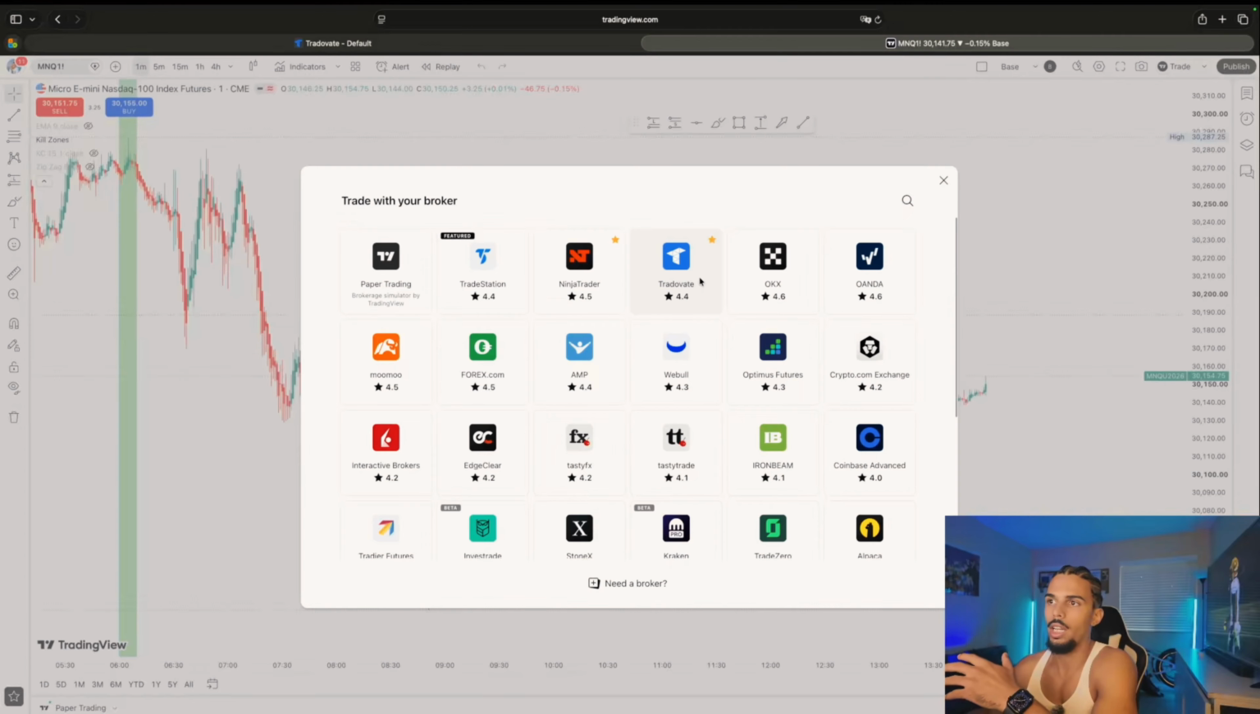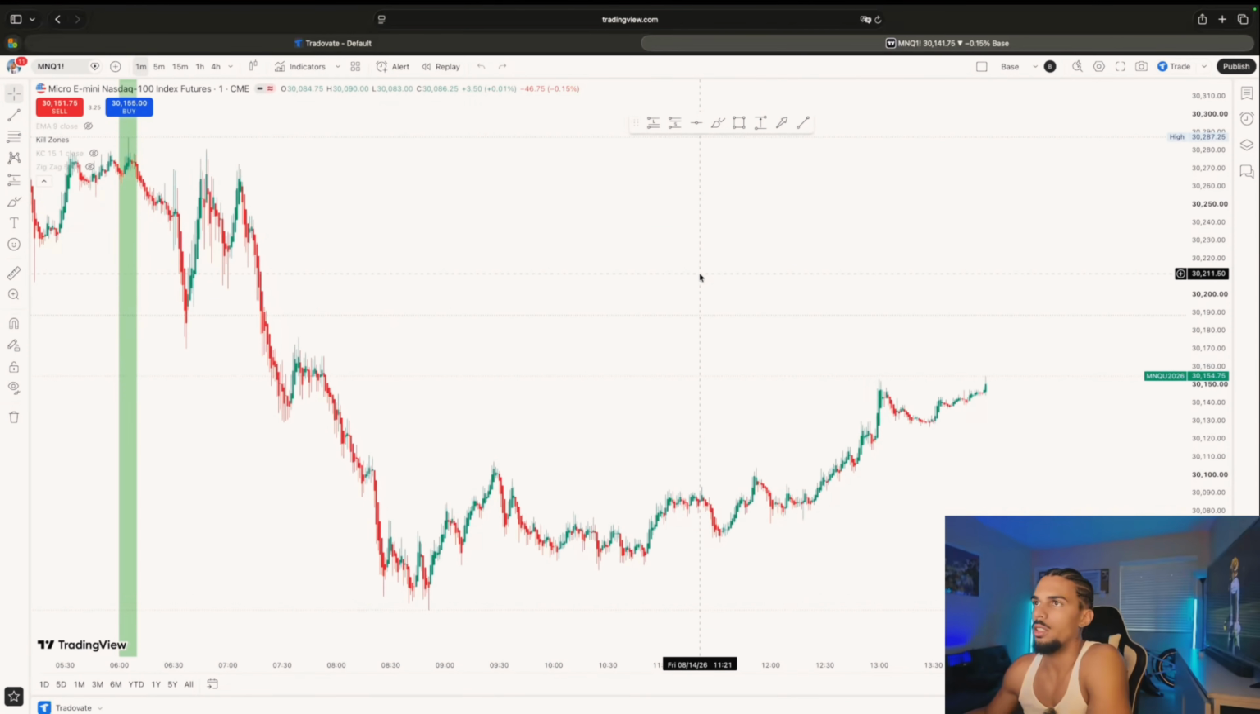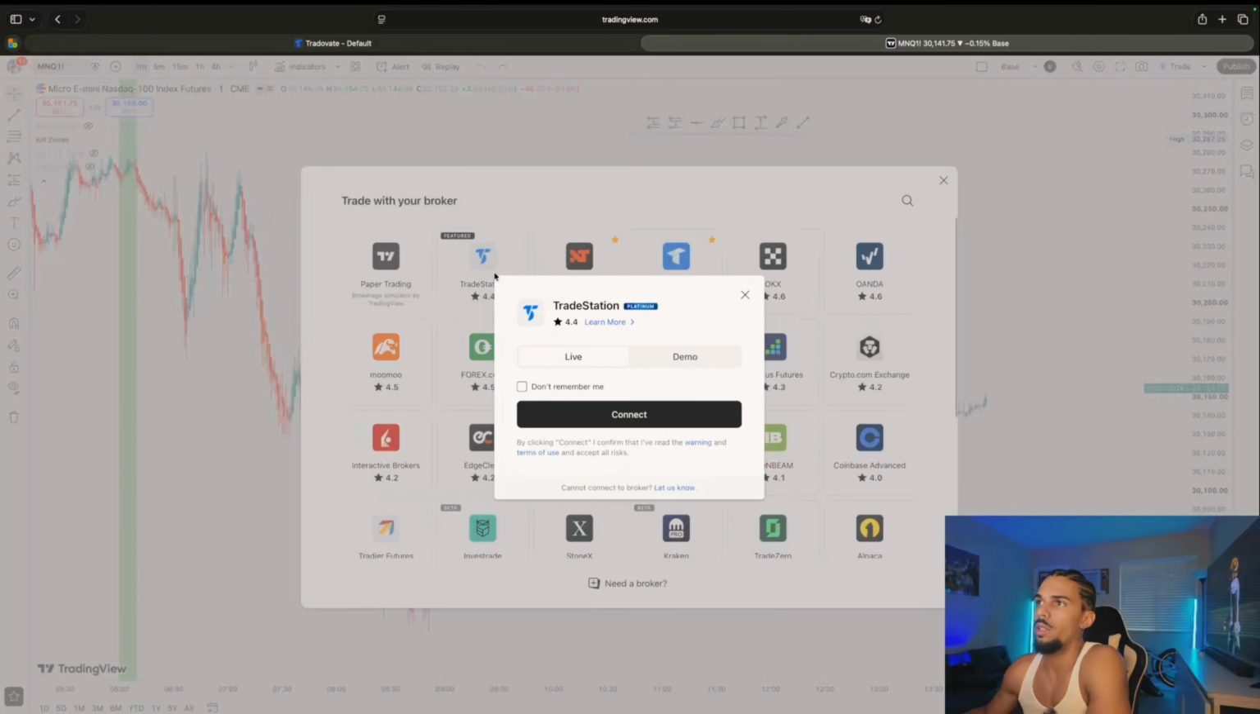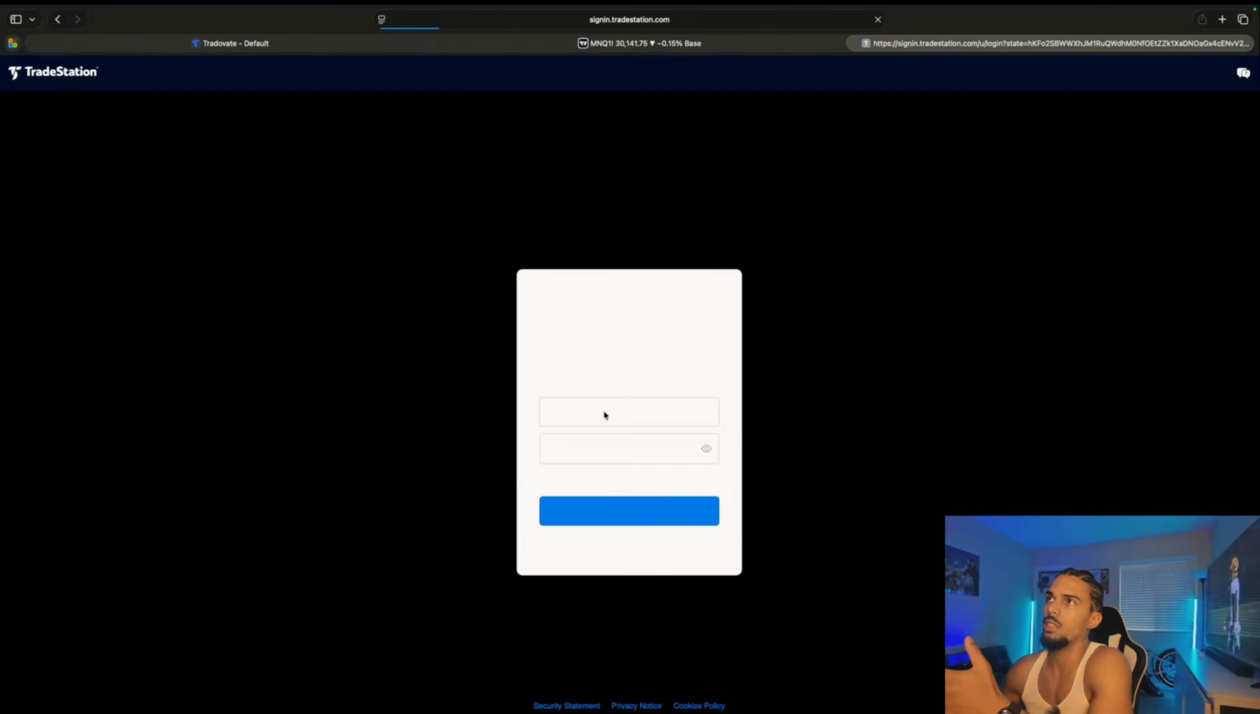It's all on what's visually pleasing and what's most user friendly to you. So we're gonna click to TradingView, and I'll click on another broker. It pops up and will say live or demo. You come here to connect.